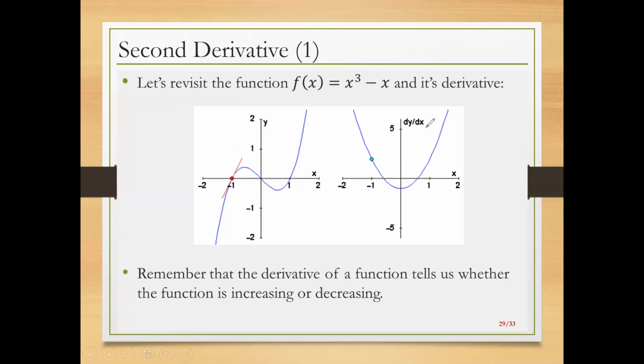Okay, let's take this function f of x, which is equal to x cubed minus x. This is f of x, and this function over here is the derivative, the first derivative of this function, which is equal to, what is the first derivative? 3x squared minus 1.